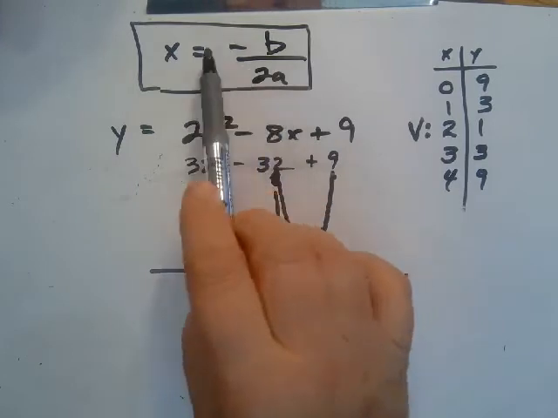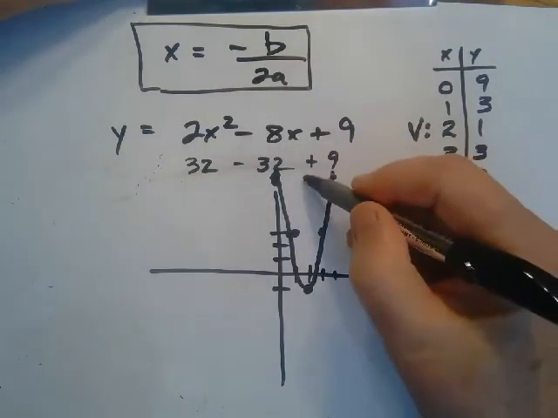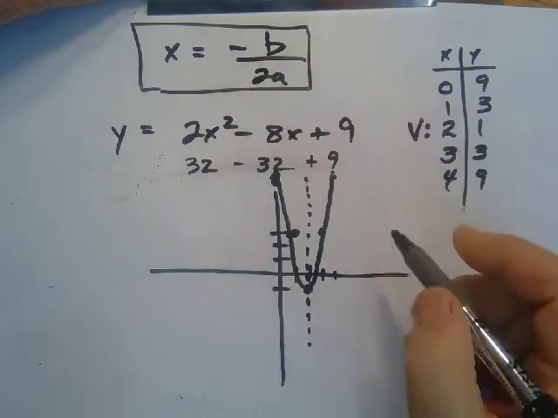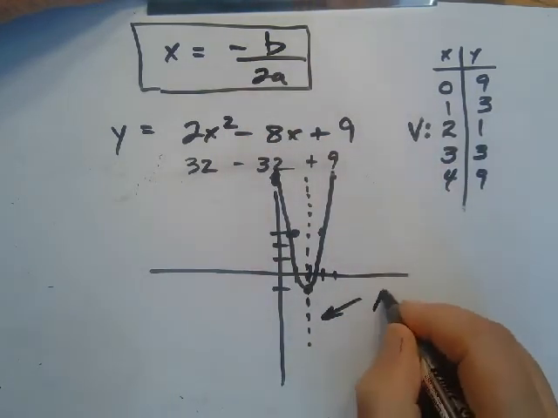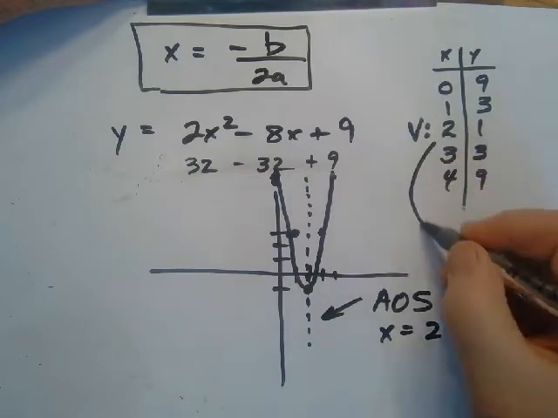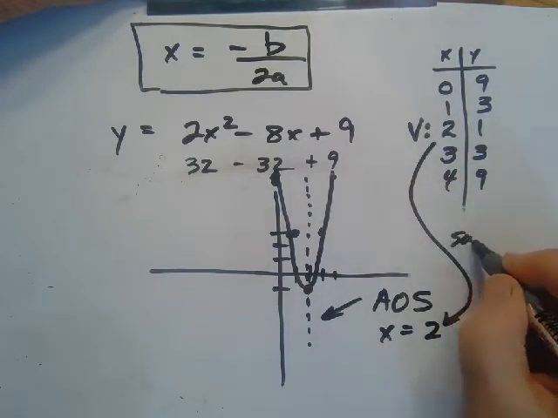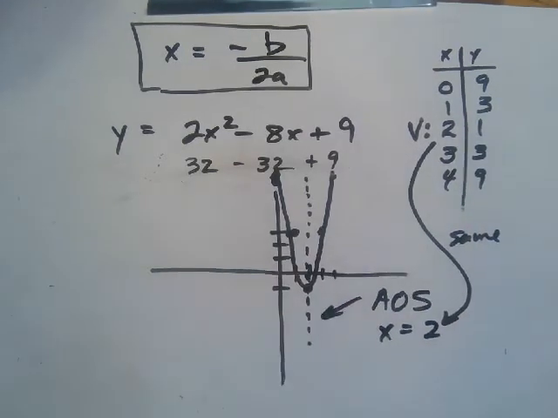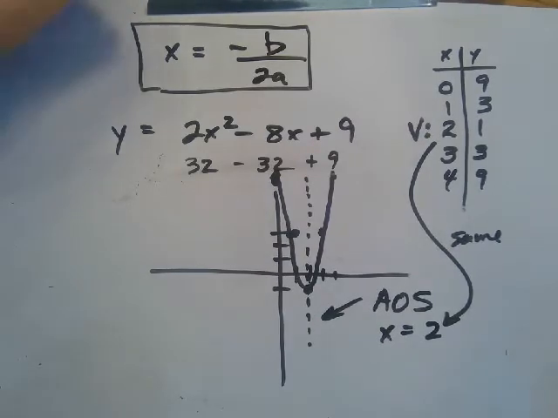Be able to tell where the vertex is, and the axis of symmetry is going to have the same value as that x value. This axis of symmetry has to be x equals 2. It's the same. These are going to be the same every time: the axis of symmetry and the vertex, because the vertex is sitting on the axis of symmetry. Now let's try one where we end up with a vertex that's going to be a fraction.